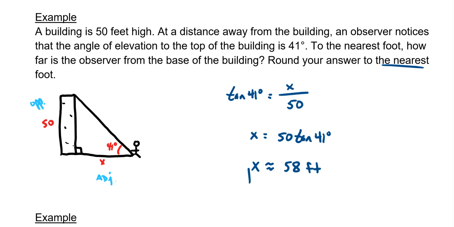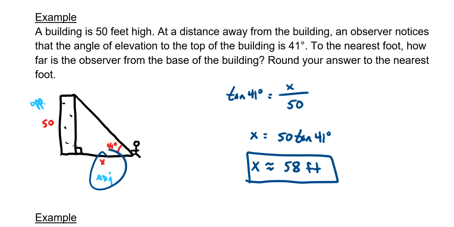And then we're done. So just always make sure your answer makes sense. Based on the values that we have, does it seem like 58 makes sense? And yeah, it seems like 58 kind of makes sense based on the fact that this value is 50, the angle's 41. We didn't get some ridiculously small or ridiculously large answer.